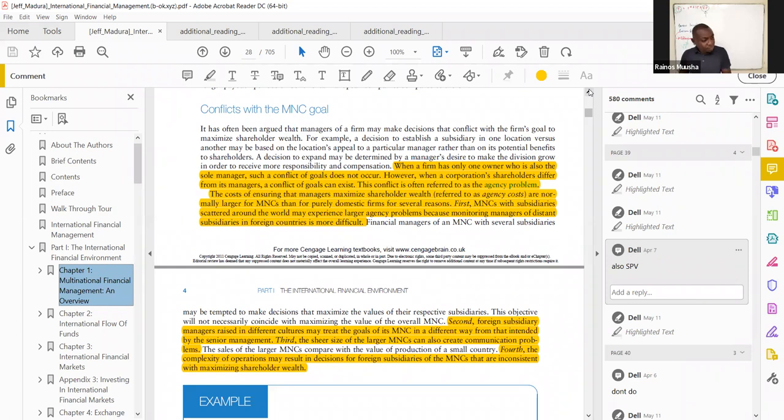But either way, it's difficult to know what's really happening on the ground. Although you're able to get more frequent feedback, it's not as easy as running your own local operations, where on a daily basis you're able to physically see what is happening. So the first problem is that monitoring the subsidiaries and what their managers are doing is a bit more difficult for multinational corporations than for a purely domestic organization.